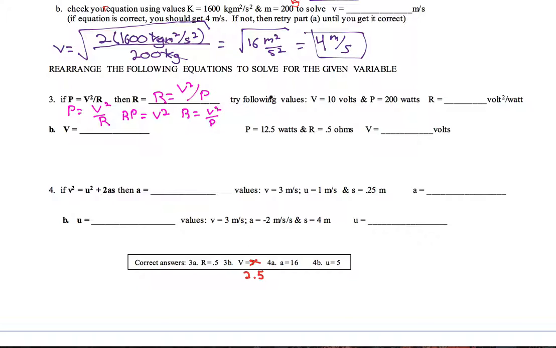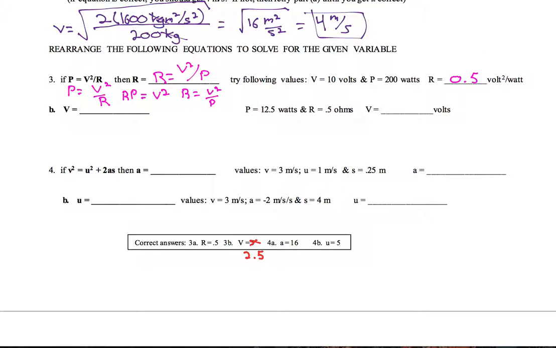And now try the following variables. V equals 10 volts, P equals 200 watts. Plug them in, see what we get. If we plug those into our equation here, it's going to be V squared, so 100 volts squared divided by 200 watts is going to give me 0.5 volts squared per watt.